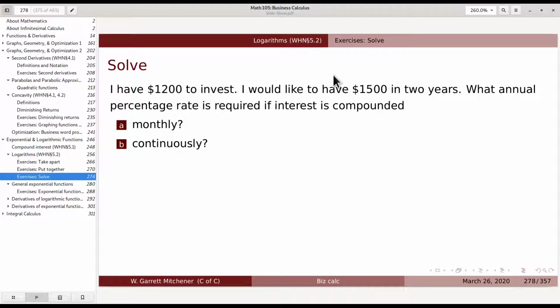Okay, so I encourage you, take a moment, give this problem a try, and then take a look at my solution.